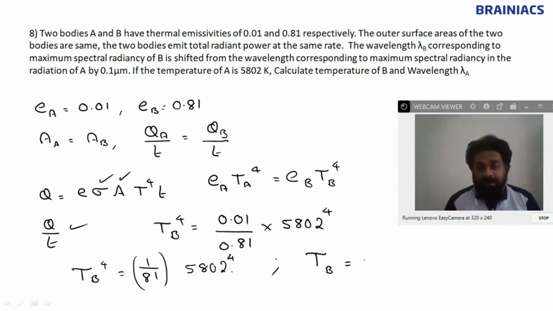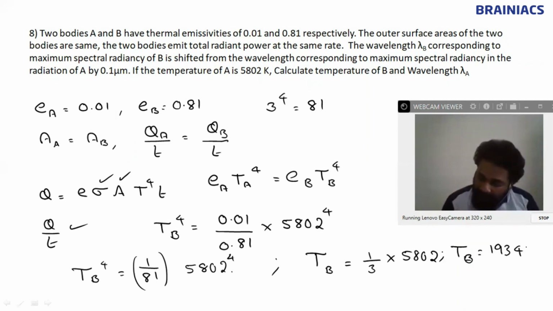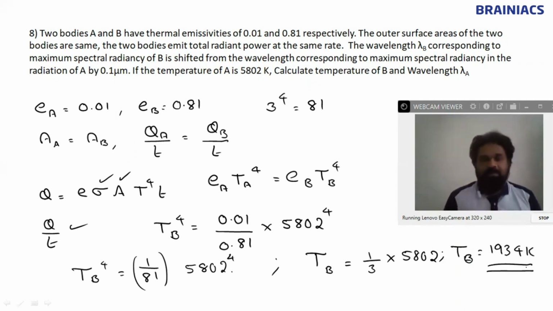This is actually 3 raised to 4, which is equal to 81. 3 into 3 is 9, 9 into 3 is 27, 27 into 3 is 81. So this is going to be 1 by 3 into 5802. We will be getting the temperature of body B as 1934 Kelvin. So this is the answer for the first question. Temperature of B is this. Please go through the solution.